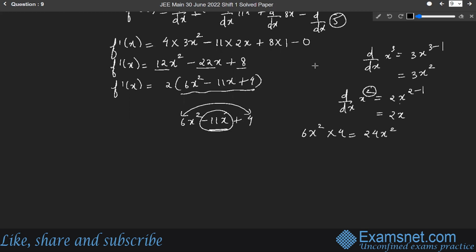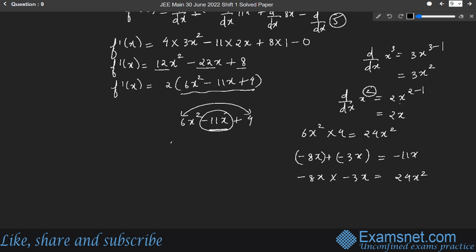Now we have to find two numbers in such a way that their product should be equal to 24x square and their sum should be equal to minus 11x. So the two numbers can be minus 8x and minus 3x. When we add both these numbers, we get minus 11x. And when we multiply minus 8x into minus 3x, it will be 24x square, right? So the two numbers are minus 8x and minus 3x. It means that minus 11x can be written as minus 8x plus minus 3x.